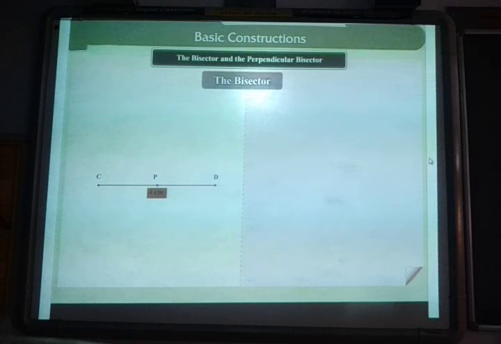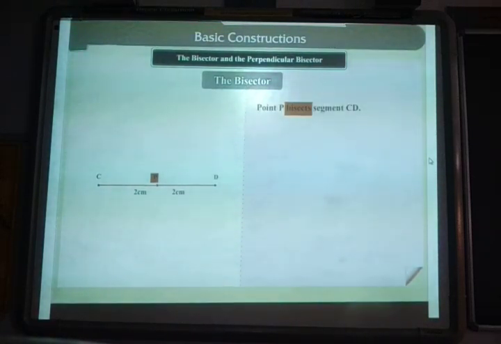It is 4 centimeters in length. The point P on this segment divides the segment into two equal parts. That is, segment CP is equal to segment DP is equal to 2 centimeters. Therefore, point P is called the midpoint of segment CD. In other words, point P bisects segment CD.